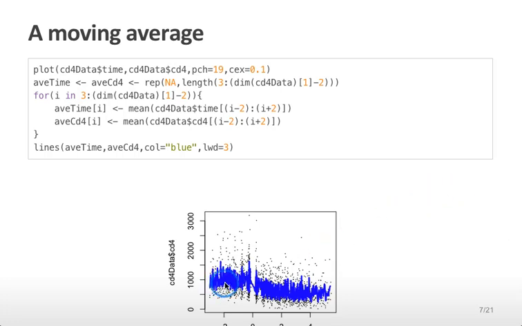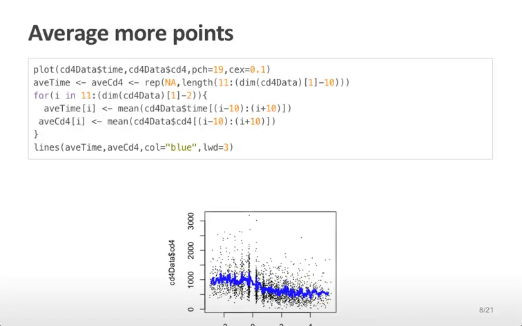How we calculated this line is we went through and for each different data value, we averaged the time points from 2 time points before to 2 time points after that time point in question, and we did the same thing for CD4 count. For every time point i, we averaged the values 2 values before to 2 values after, and we plotted those 2 values against each other. We could average more points.